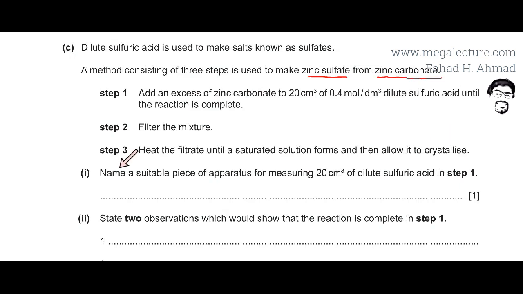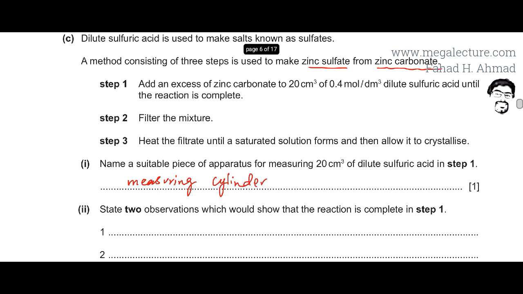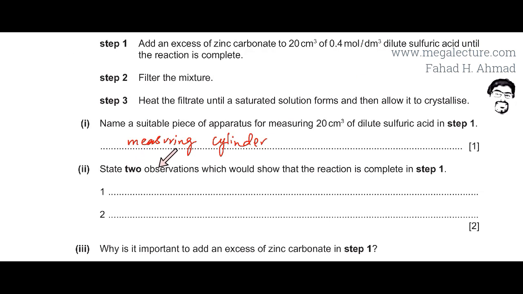Part 1 now states, name the suitable piece of apparatus for measuring 20 cm cube of dilute sulfuric acid in step 1. So we need to measure 20 cm cube. A measuring cylinder would be used to measure 20 cm cube. In the next part, you have to state 2 observations which would show that the reaction is complete in step 1. Before answering this question, let me first describe what's happening.